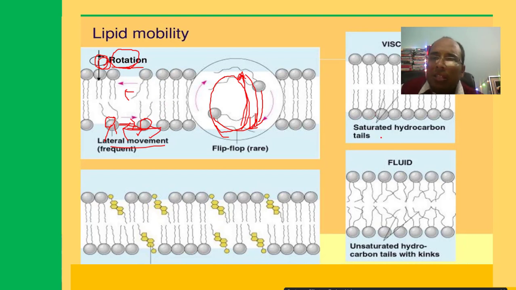Also, you can see here, saturated hydrocarbons make it viscous, and the presence of, look here, the bending of unsaturated fatty acid will make it more fluid in nature. So fluidity can be maintained by this cell membrane. The cell membrane can maintain fluidity, as well as this phospholipid bilayer is mobile. Because of that reason, the cell membrane is a dynamic structure.